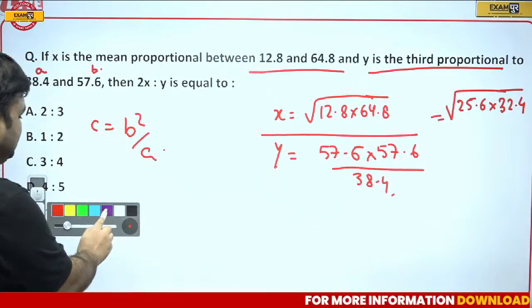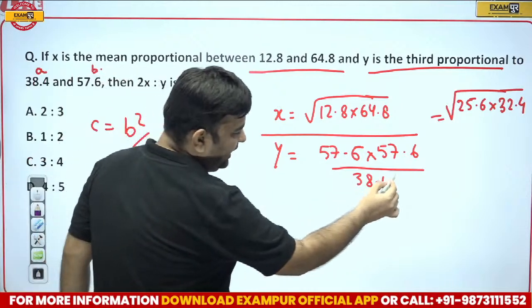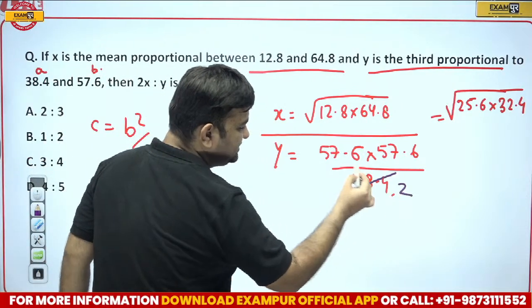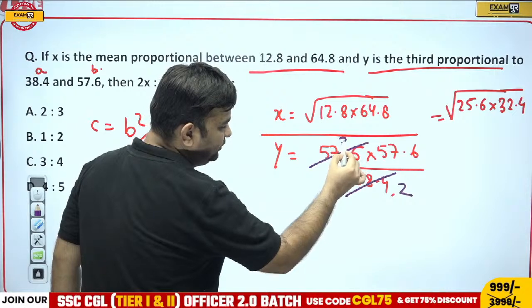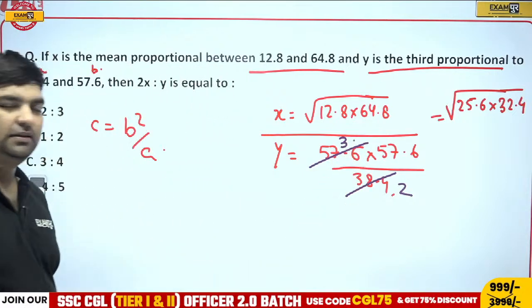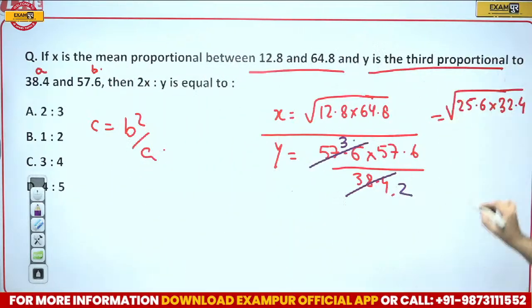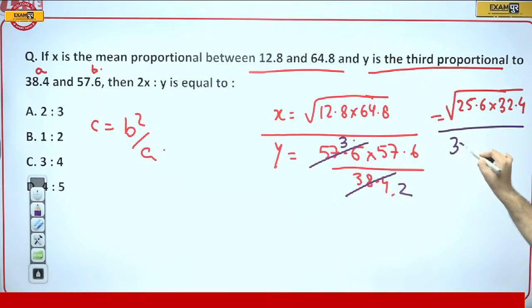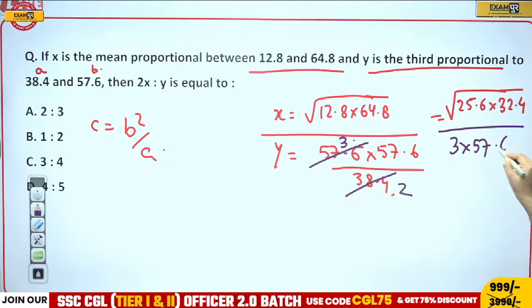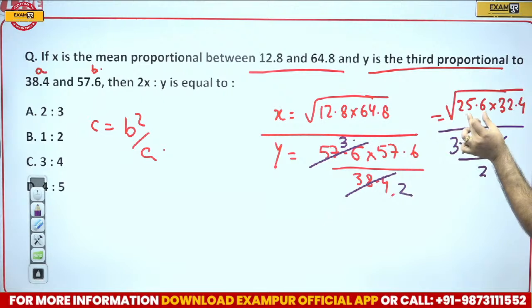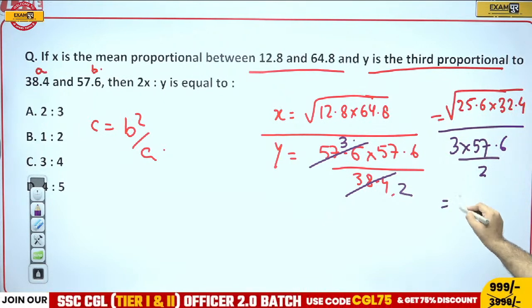Now, simplify this as well. 19.2 simplifying 2 times, 19.3, 19.2 simplifying 3 times. Over and out. So it's 3 into 57.6 divided by 2. It is a square of 16. It is a square of 18. So, you will say, sir, 16.